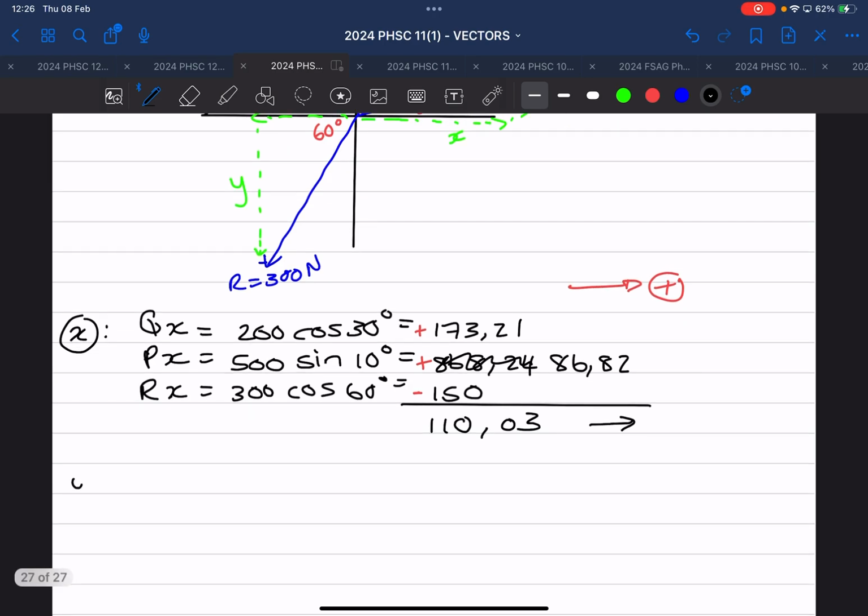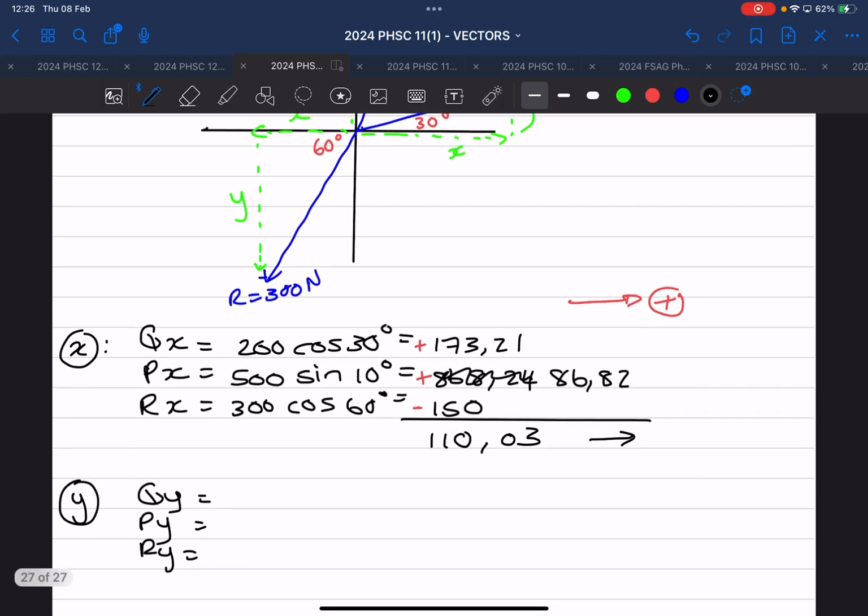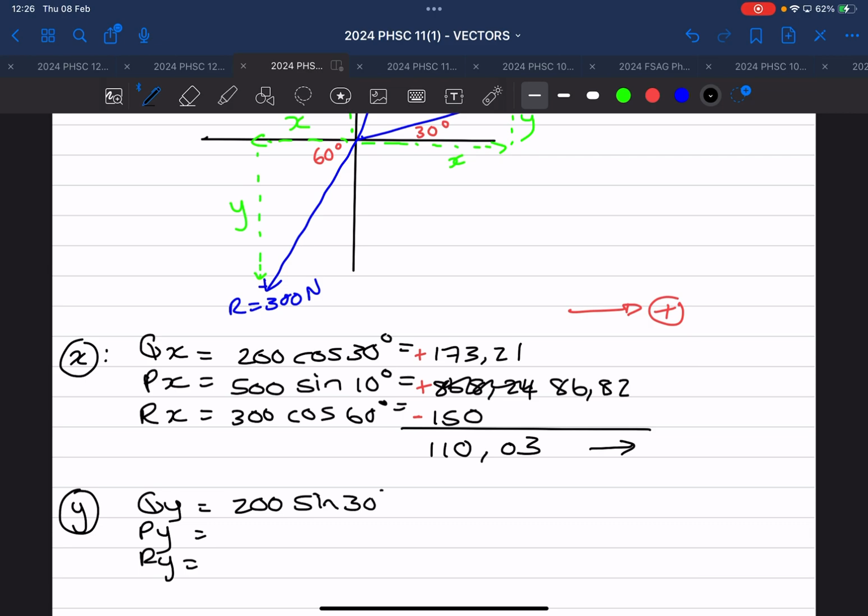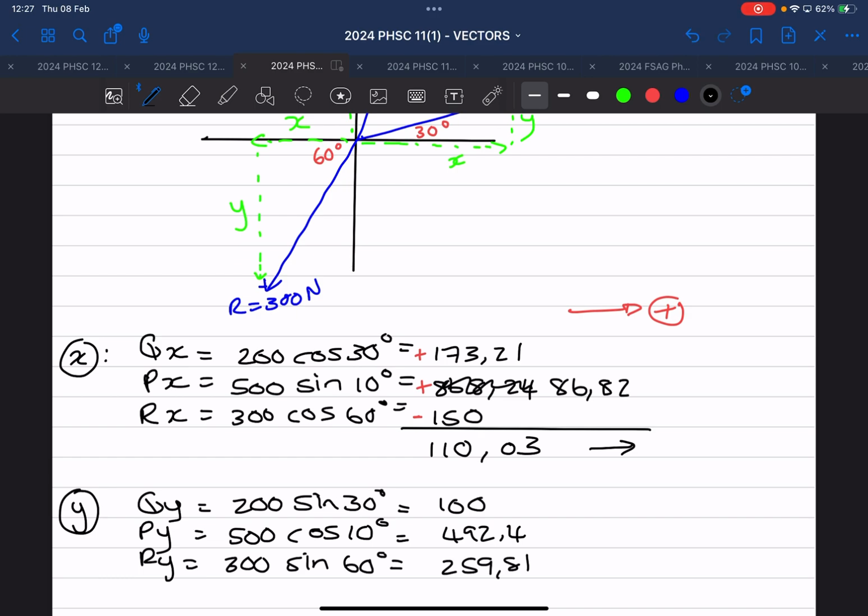If I look at all the y vectors, then QY and PY and RY, QY is going to be sin, PY is going to be cos, and RY is going to be sin again. Did I do this right? Yes.